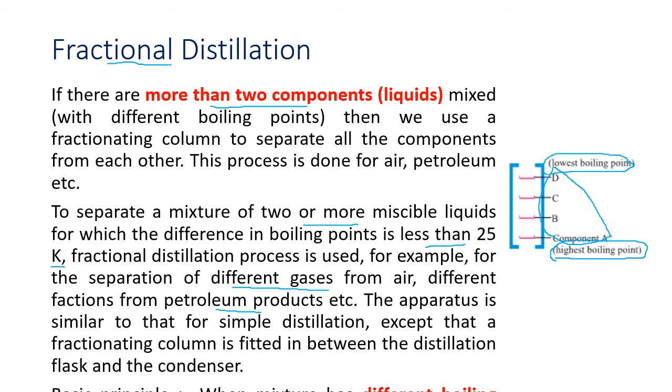So fractional distillation, how is it done? Because they have different boiling points, you allow them to boil. You heat the mixture at the bottom here. The one with the lowest boiling point will rise first. The next one with a slightly higher boiling point, then the next one with a little higher, and this is the highest boiling point which is not evaporated yet. So when the components have different boiling points, but there are more than two liquids, we use fractional distillation.